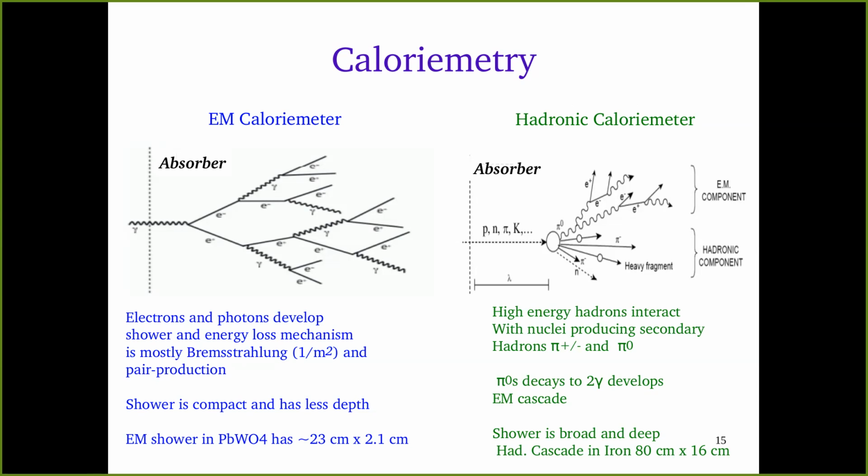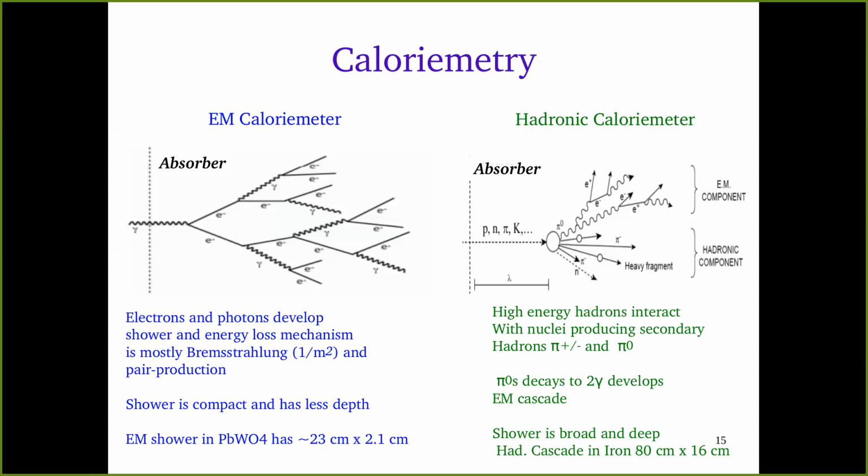And then comes the hadronic calorimeter. Now, hadronic calorimeter is something interesting. I think Sanjeev also told you in the detector class that for hadronic calorimeter, the hadrons need to interact strongly with the nuclei, right? When they interact, they actually produce mostly hadrons like pions, like pi plus and pi minus and pi zeros. Now, these pi zeros immediately decay to 2 gamma, which again start developing the electromagnetic cascade. So for hadronic calorimeter, you have two components of the shower: one is the hadronic component and another is the electromagnetic component.